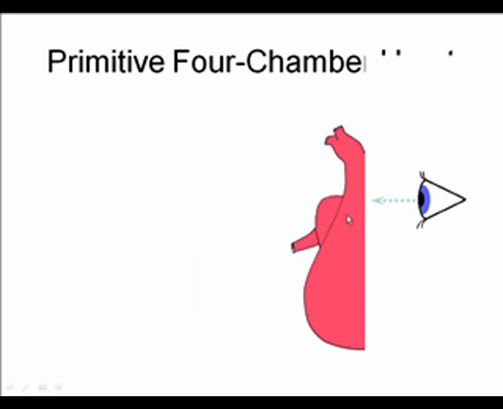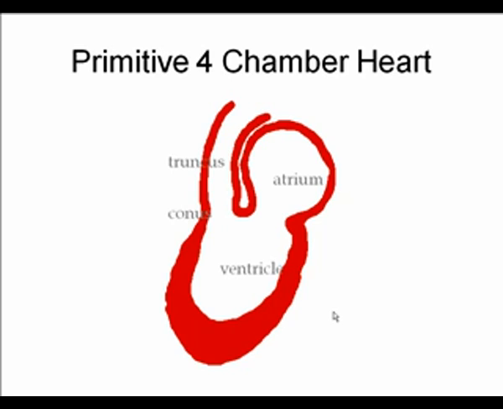Again, if we look at a sagittal section of the primitive four-chambered heart, this is what we would see: atria, ventricles, and the truncus and conus. And now we can make the point that in the atrioventricular region we'll begin to get a growth in the center of the AV canal.